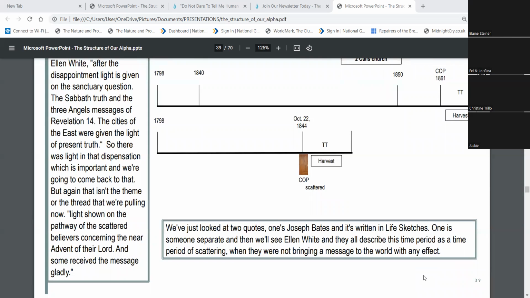We've just looked at two quotes. One's Joseph Bates, and it's written in Life Sketches. One is someone separate, and then we'll see Ellen White, and they all describe this time period as a time period of scattering, when they were not bringing a message to the world with any effect.